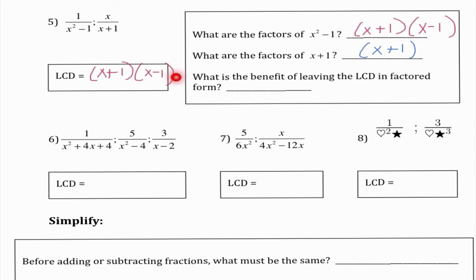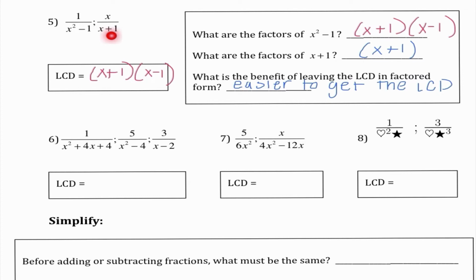And the reason is, it makes it a lot easier to actually get our LCD. And what I mean by that is if we look at these terms and I look at an x plus 1, if my LCD is written out this way, I notice, oh, that is missing an x minus 1. Where if this was written as x squared minus 1, that would be a little bit tougher to do.